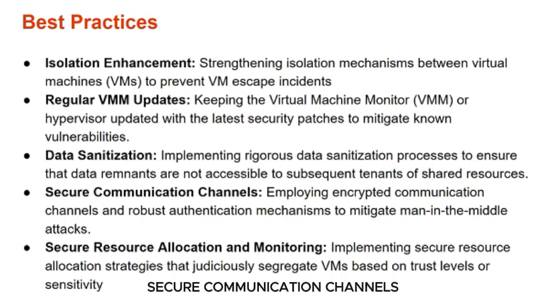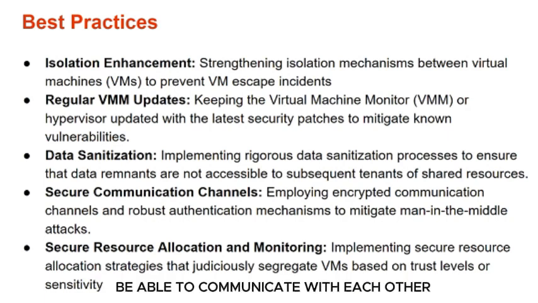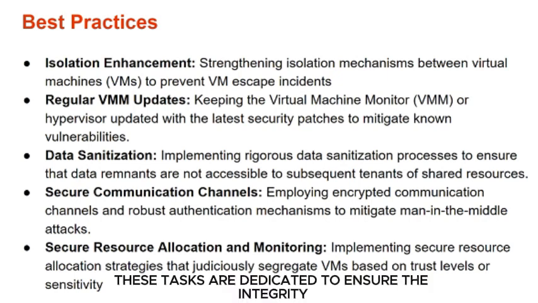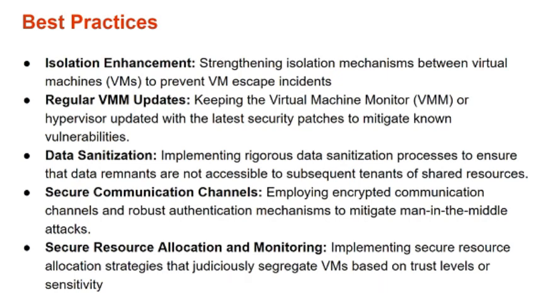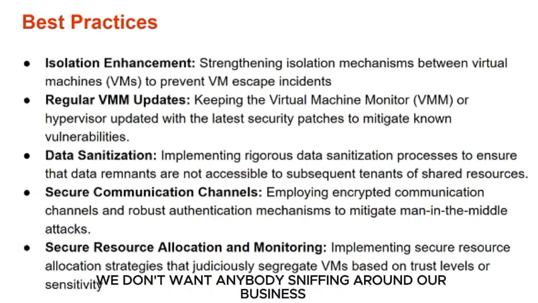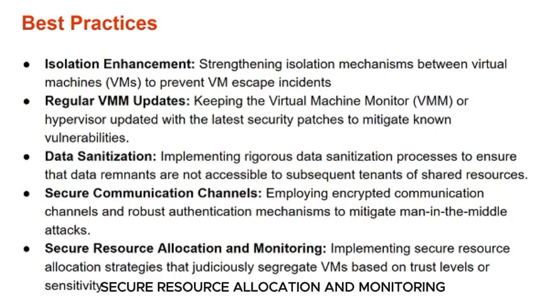Secure communication channels. Sometimes it's understandable that we might want some VMs to be able to communicate with each other, and that is okay. But we always have to ensure that these systems are communicating through encrypted channels, or they have digital certificates to ensure their integrity. This is quite important because we want to prevent man-in-the-middle attacks. We don't want anybody sniffing around our business, knowing exactly what is going on, even if they're able to access what it is. Then secure resource allocation and monitoring.